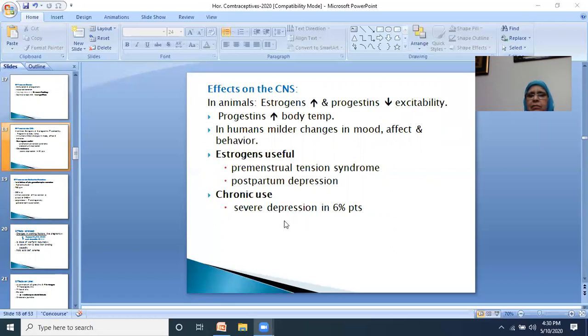Regarding effects on the central nervous system, they have not been really studied in humans, but in animals it has been seen that estrogens increase and progestins decrease excitability. We all know that progestins increase body temperature, which is the central thermogenic effect. In humans, there are mild changes in mood, affect, and behavior. That is why estrogens have been used usefully in premenstrual tension syndrome and postpartum depression. Regarding adverse effects, chronic use can produce severe depression in 6% of females taking these tablets, and then they should be discontinued.